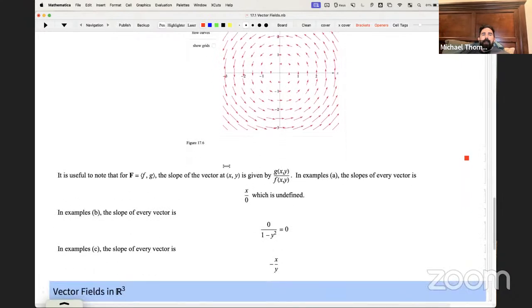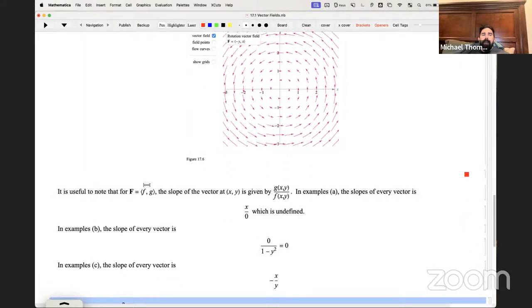One of the things to note is that it can be useful to take a vector field. Remember, the first component is always your f function, and the second is the g function. And let's say you wanted to know the slope of any one of these vectors in here. Remember, slope is just the change in y over change in x, and that's what a vector is. It's got a change in x and a change in y. So if we take the change in y over the change in x, essentially this will give us the slope of any vector in our vector field.